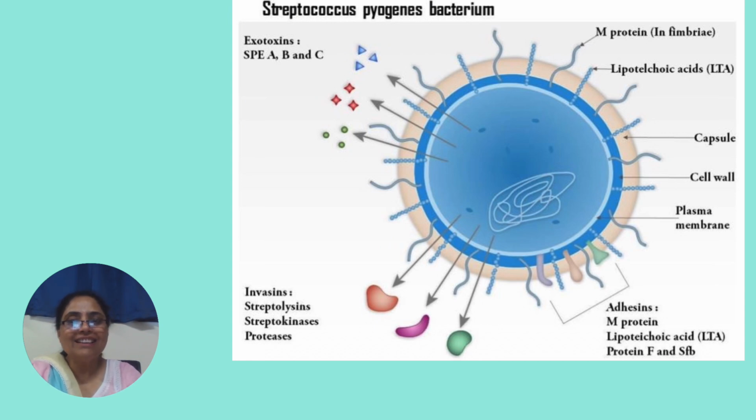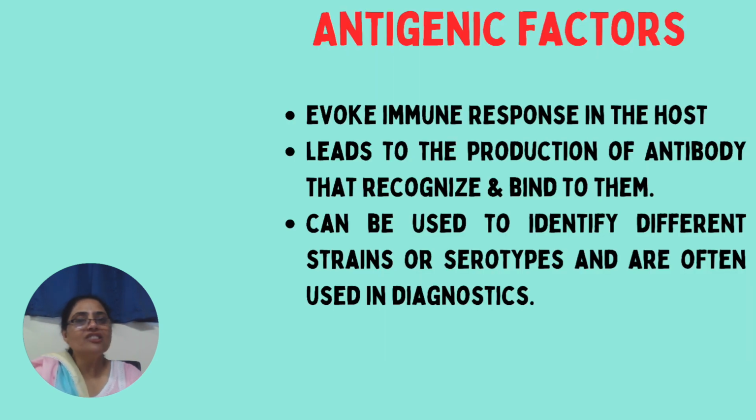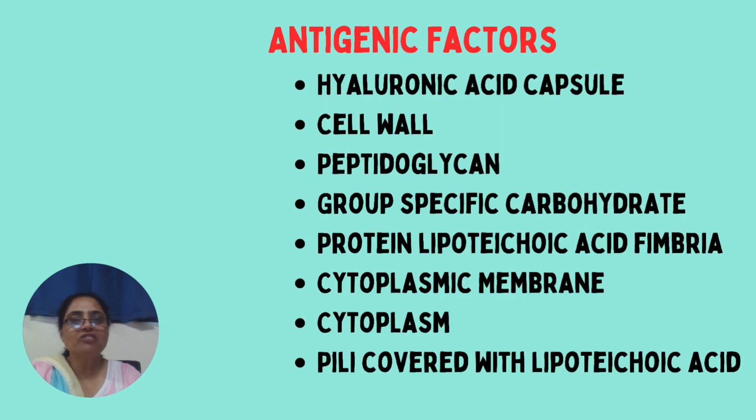So coming to its antigenic factors, these are the ones which can evoke an immune response in the host cell. They are responsible for production of antibody from the host cell, and this antibody then binds to the antigenic factors of this particular bacterium. And what will happen? These antigen-antibody complexes can be detected by certain tests. So the particular type of strain can be known, whether this particular antigen is binding with this particular antibody. So this can be used in diagnostics, and through the antigen present, we can diagnose whether this particular strain is present or not.